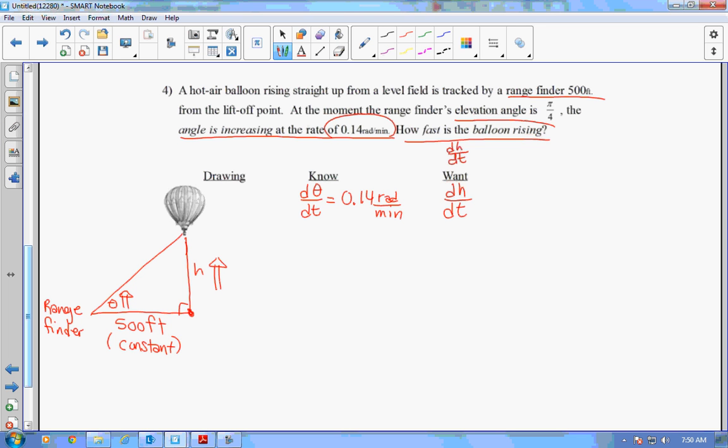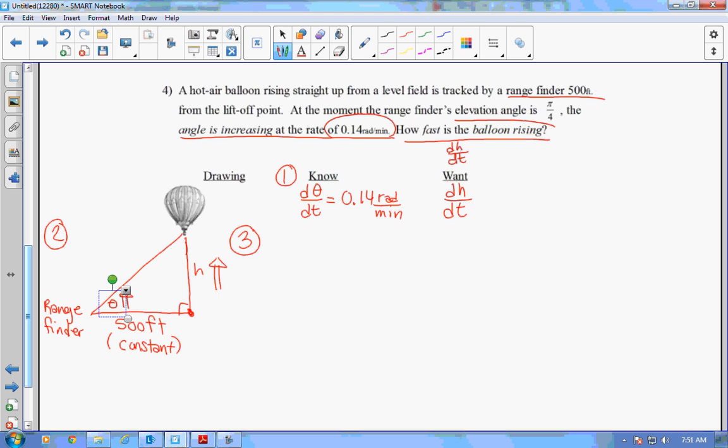So we have to know what's constant and what is changing. This actually makes sense because we're looking at dh dt. So that will be changing, and d theta dt. We have theta. Okay? So we have our picture. So this was step 1, your wants and knows. Step 2, draw a picture. Step 3. What does step 3 say?